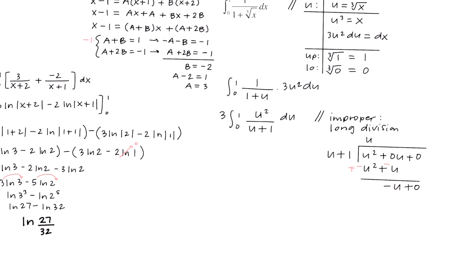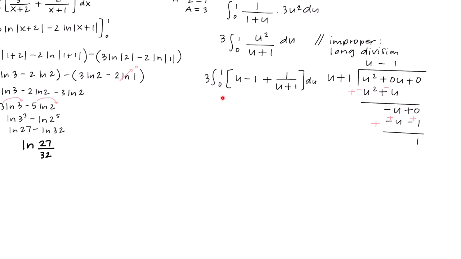And then we do this again. We say what times u makes negative u. That's going to be negative 1. Then we take the negative 1 and multiply it to both of these terms out here and write it down here. So negative 1 times u is negative u, and negative 1 times positive 1 is negative 1. Next, we're going to add their opposites. So the negative u and positive u cancel out, and then 0 plus 1 is going to be 1. So we're going to rewrite this rational function as u minus 1 plus the remainder of 1 divided by the quantity u plus 1. And at this point, we're ready to integrate.